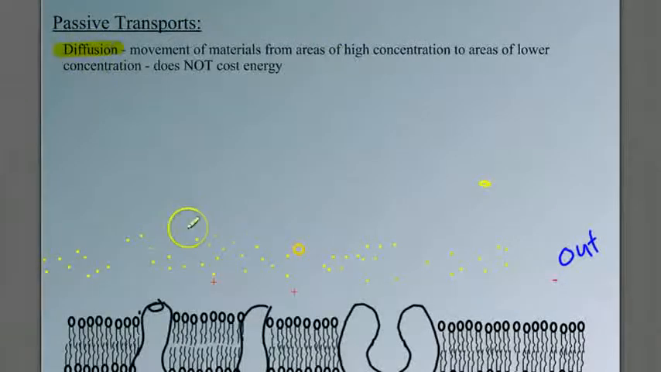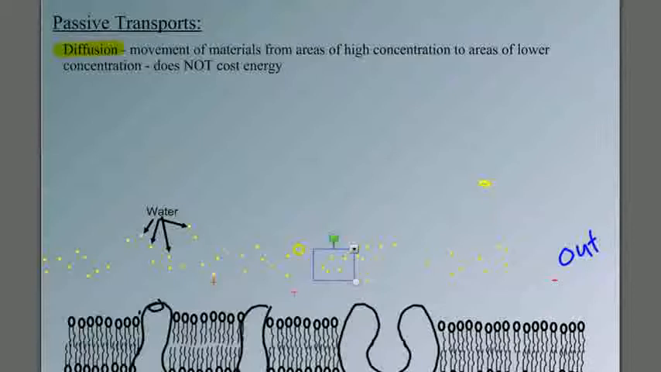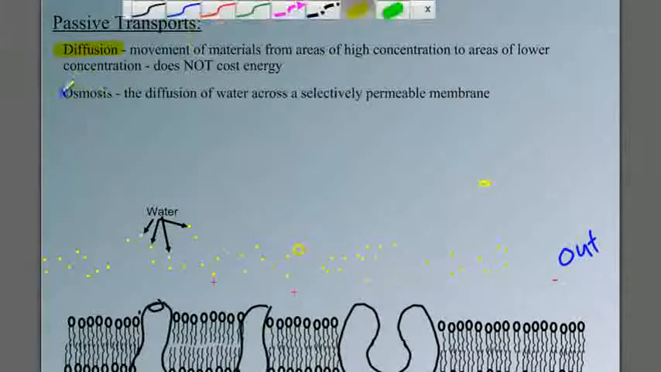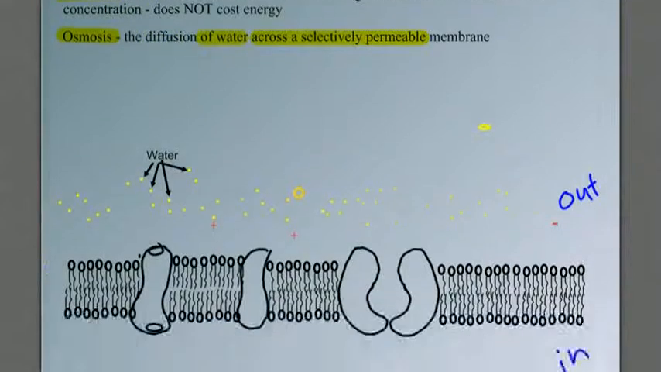Now, question, what if these yellow dots represented water? If we let these yellow dots represent water, then this movement, this diffusion of water across the selectively permeable membrane has a special name. We call that osmosis. Osmosis is the diffusion of water across a selectively permeable membrane. It's a very specific definition, and since it's diffusion, it's by definition passive. It's moving down the concentration gradient.